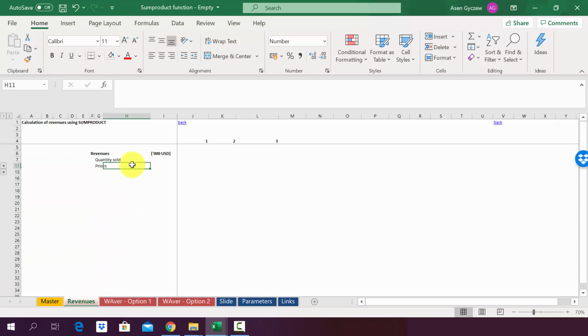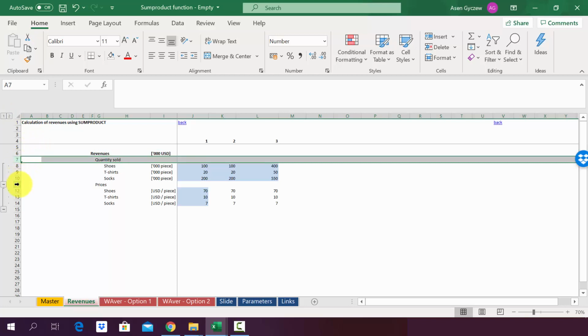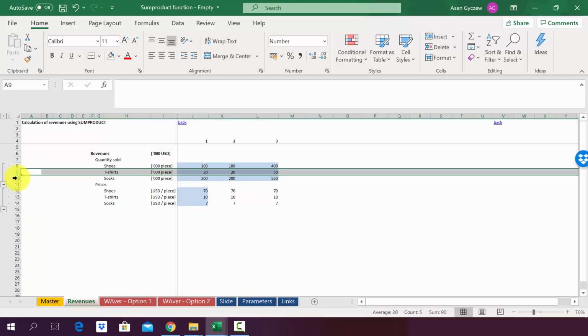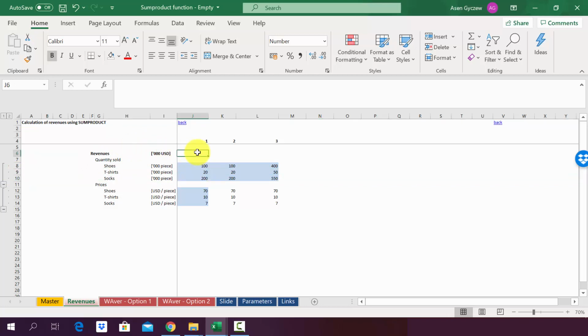So in the case of revenues we want to calculate, we got them divided by types of products. And obviously we have quantity and prices. So in terms of the products we have got shoes, t-shirts, then socks. So if we wanted to calculate the revenue in the traditional way, we would have to multiply the number of shoes we are selling by the prices, add to that the number of t-shirts that we have sold and multiply it by prices, and finally add socks and multiply them by the price at which we sell.